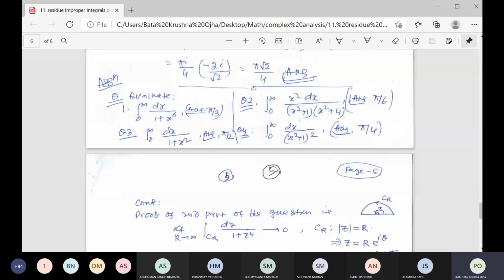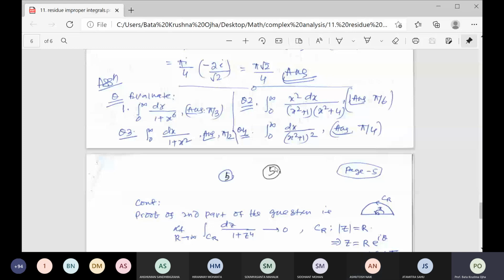Since it is a double pole, you take the limit z tends to i, because i is in the upper half of the z plane. So d by dz of z minus i whole square by z minus i whole square into z plus i whole square. The z minus i whole square cancels. Only you find the first derivative of 1 by z plus i whole square. Then you put z is equal to i here. That is the residue.